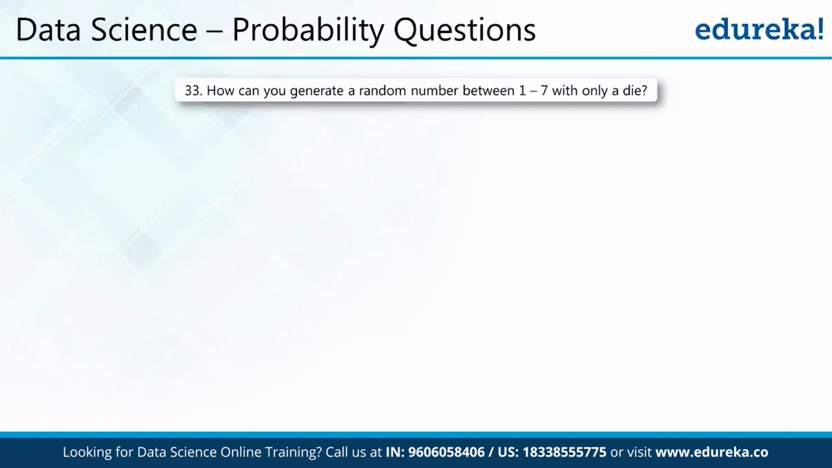Obviously we know that the die has numbers between 1 to 6. So the probability of getting any one digit on the die is 1 by 6. Like if I do 1, 2, 3, it is 1 divided by the total number of possibilities, that is 1 by 6. So that will be my probability of choosing any one of the digits there. But it is saying we want to generate this random number between 1 to 7.